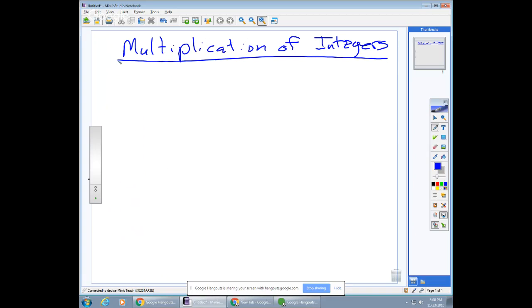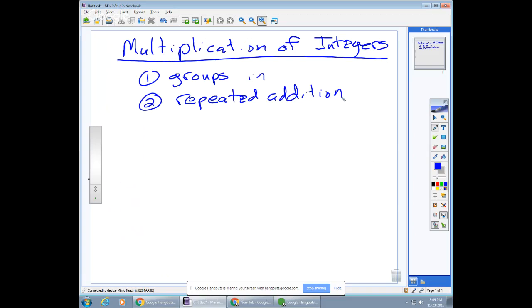All right, so we have a couple of definitions of multiplication that could help. One, most popular, is groups of. And the second most popular one is repeated addition. We'll attempt to use those to figure out what to do with integers. So let's take 2 times negative 3.